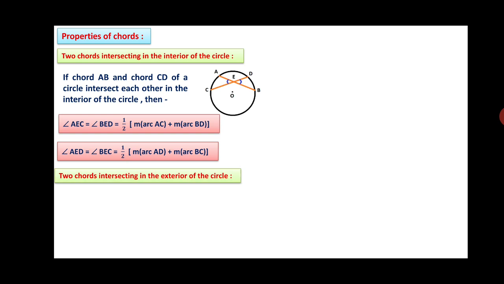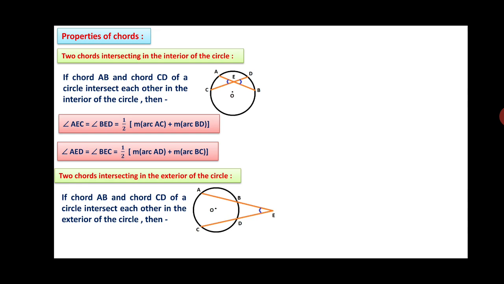So let us take two chords intersecting in the exterior of the circle now. If chord AB and chord CD of a circle intersect each other in the exterior of the circle, see, this is the figure. These two chords are meeting in the exterior part of this circle. Therefore, angle AEC is equal to half into measurement of arc AC minus measurement of arc BD.